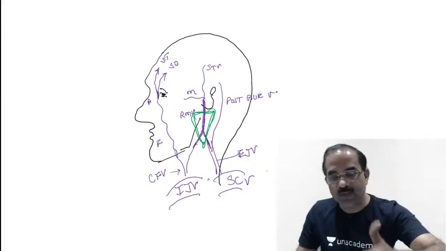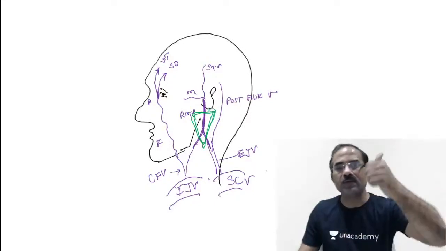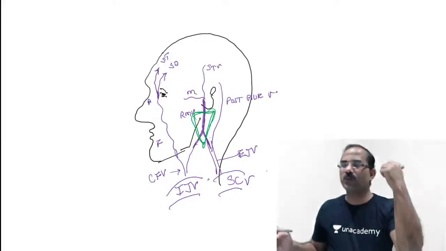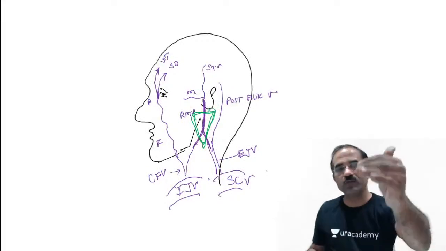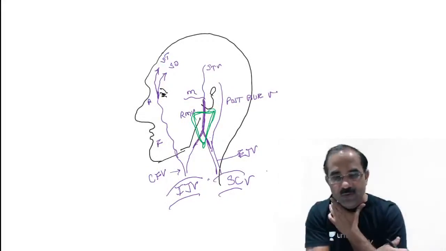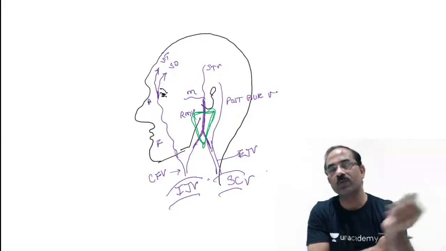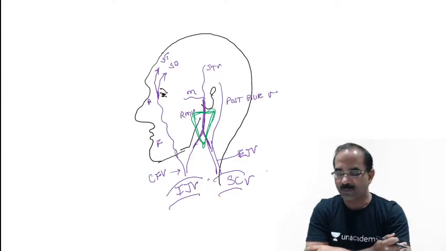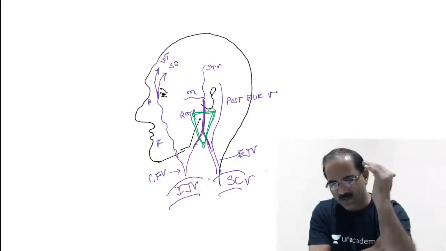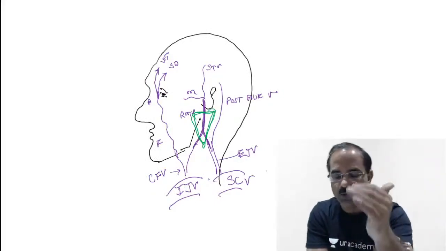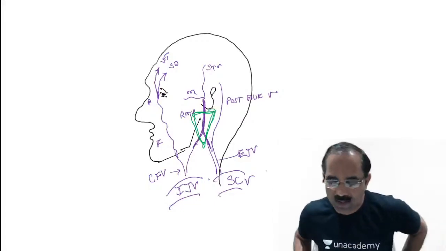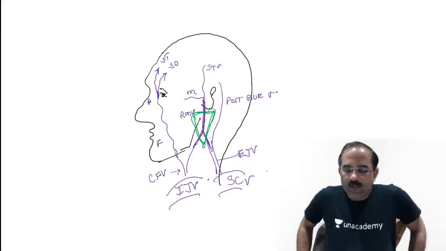I'll tell you the tributaries of the external jugular vein slowly. One is the tributaries of internal jugular vein. One I've told you, common facial vein. Common facial vein is one of the tributaries of internal jugular vein. The second one, which is coming and draining into the internal jugular vein, is the subclavian vein. Can anyone tell me which is the first tributary of internal jugular vein?